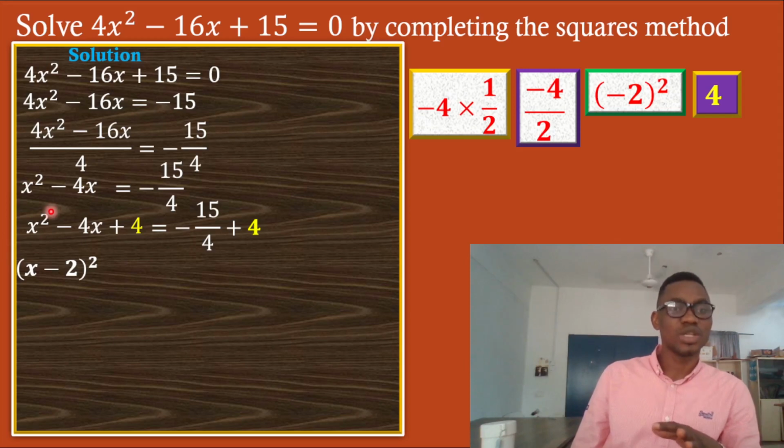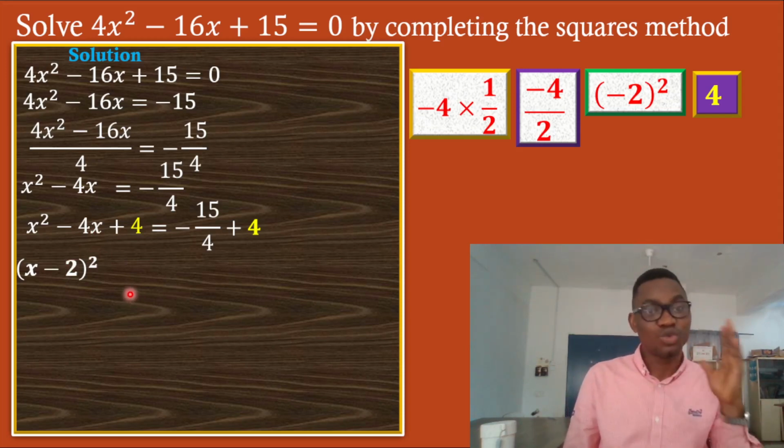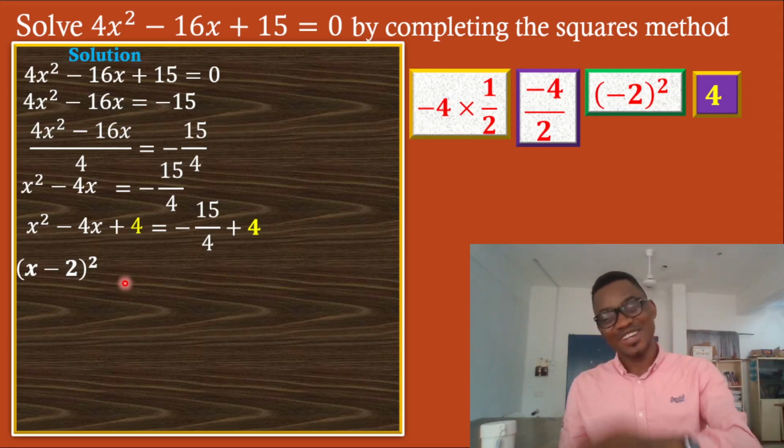Take the square root of the extreme terms. The root of x squared is what? x. The root of 4 is 2. Then we maintain the sign of the middle term. Then we square everything. This is just a very simple way of factorizing any perfect square trinomial.